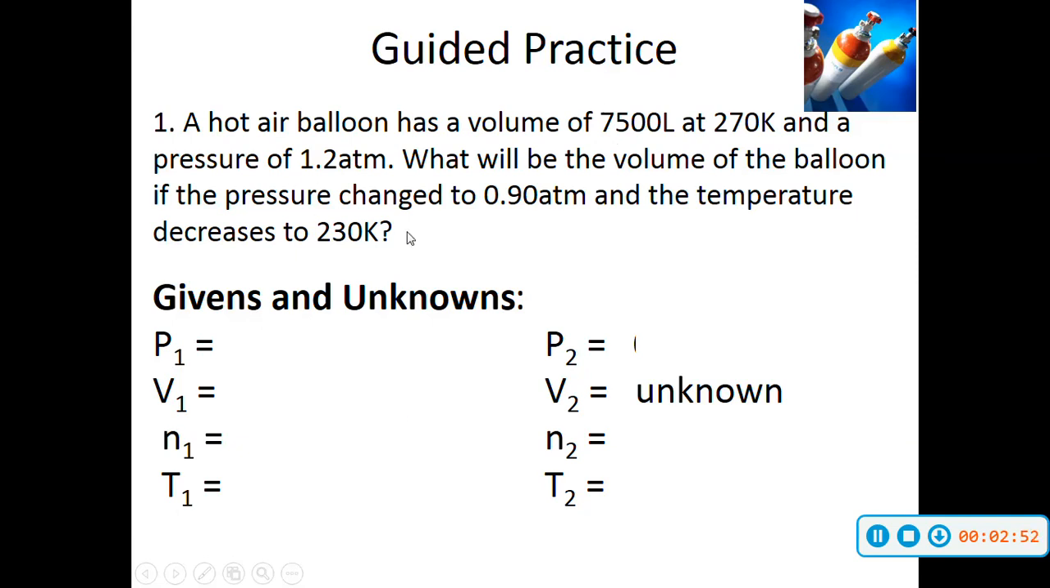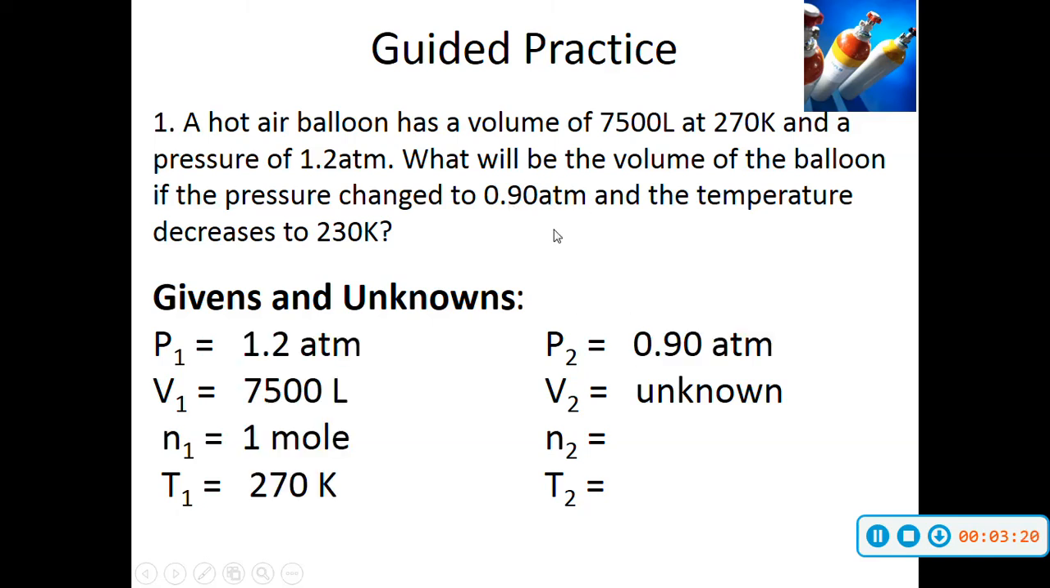The easiest way to do this is to identify which givens are which variables. If you go through the paragraph, this is going to be our initial volume, this is our initial temperature, and our initial pressure. Then it asks what the volume of the balloon will be if these variables change. Pressure changes to 0.90 atmosphere, so that's our P2. Temperature is 230 Kelvin. And don't forget that N was not given, so we can assume N to be 1 mole.